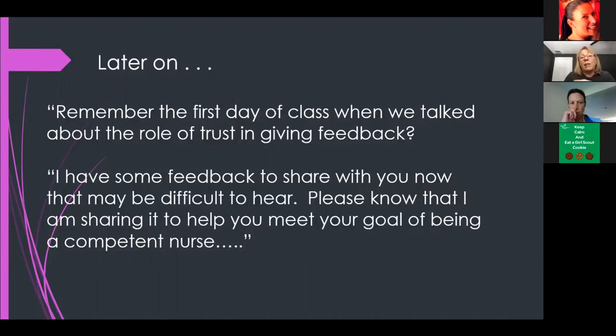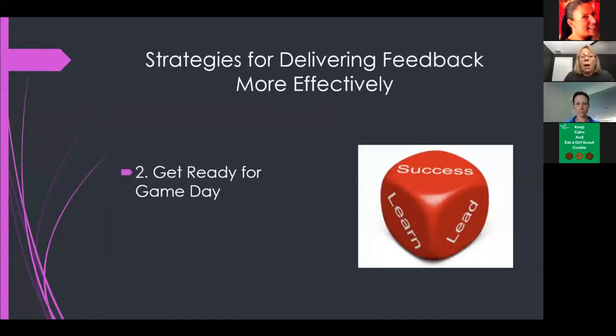Basically, her and her colleagues have said that this has been a game changer for them, and that students now come to them asking for feedback, and that they finally know what to do with the feedback. Strategies for delivering feedback more effectively.